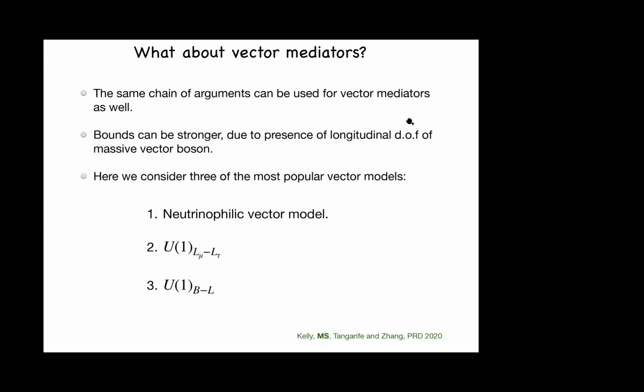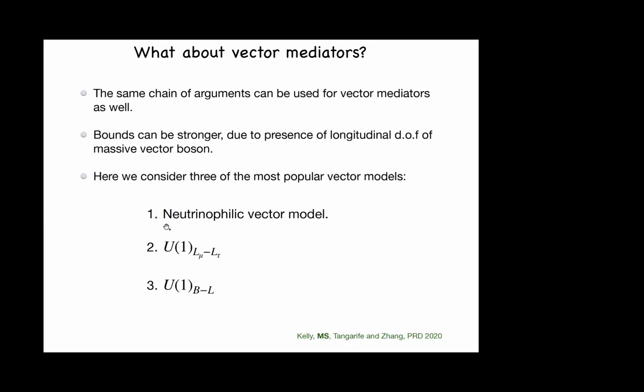So in principle, if you look at different kinds of constraints, there are extra bounds coming from an extra decay mode. Essentially, this longitudinal degree of freedom acts like an extra decay mode, and this can give rise to extra constraints on your model. So for concreteness, we consider three very popular vector models. The first one is a neutrinophilic model. The second is the L mu L tau model, and the third is the B minus L model.